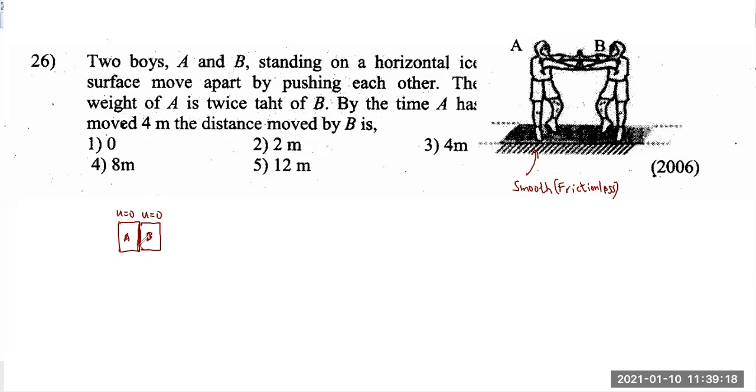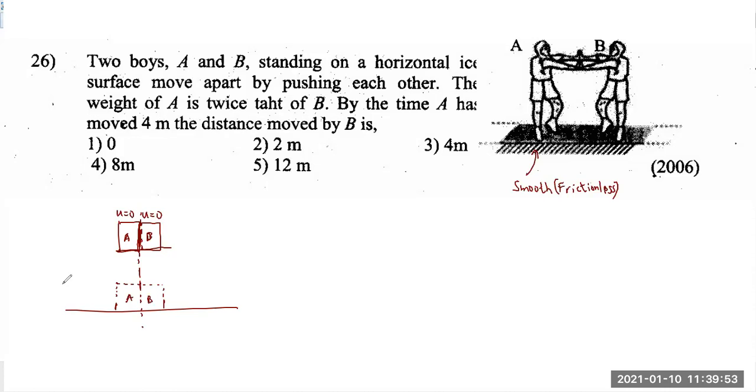Once they push and start moving apart, what will happen? A will be moving backwards like this, and B will be moving the other way. So I will draw it like this. This is where they were. I'll draw it down, then it's easier for us to compare. So now, once they push each other apart, they were at this point initially, both like this.